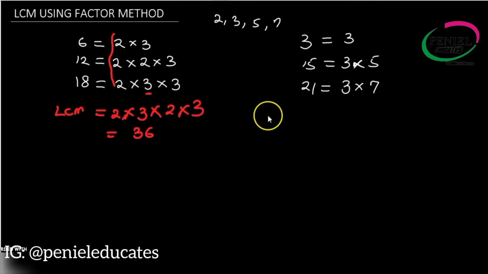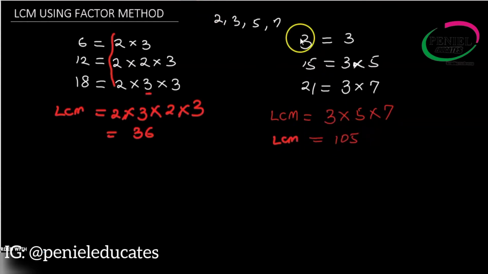Right, so for us to find the SCM of this, just take what is common. This 3 is common, then multiply by 5, then 7. So 3 multiplied by 5 is 15, multiplied by 7 is 105. So the SCM of 3, 5, 15, and 21 is 105. That is how to do the SCM by factor method.